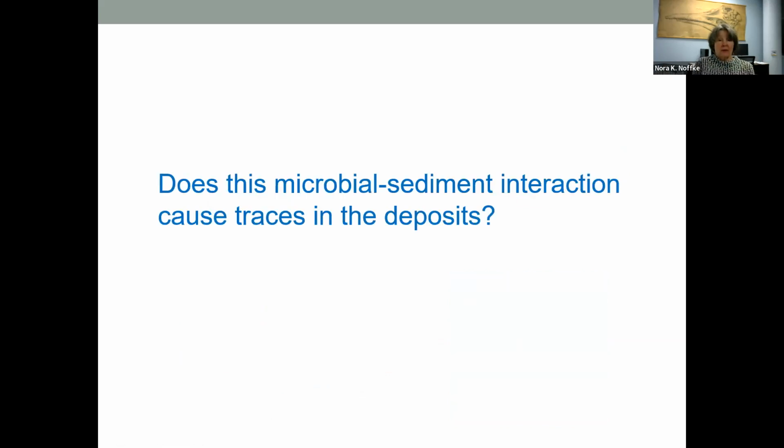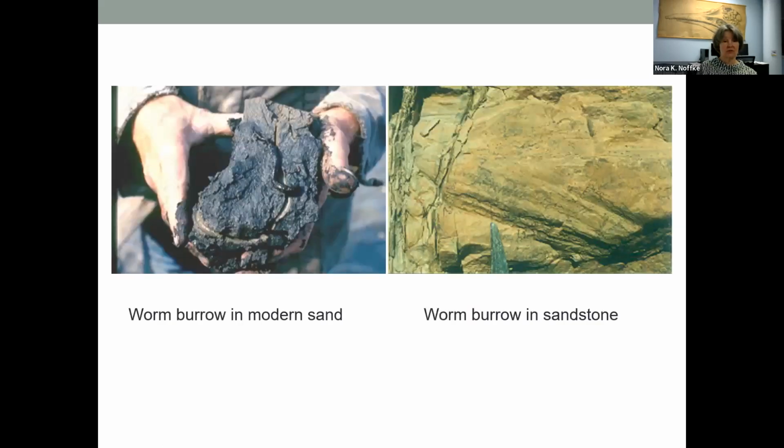So how does this microbe-sediment interaction cause traces in the deposits? Now, we all know of macroorganisms interacting with fresh sediments in the modern, and they leave a trace behind. Those traces can become fossil, and then we call them trace fossils.